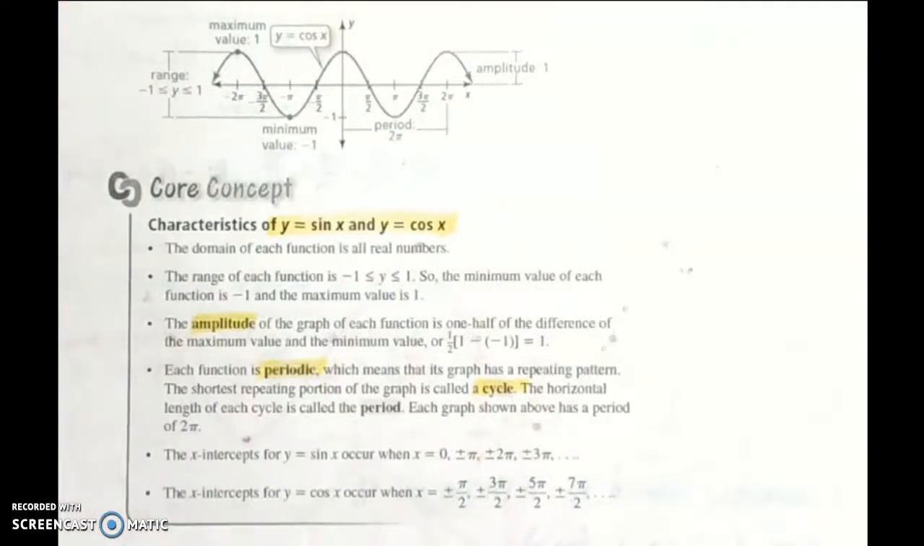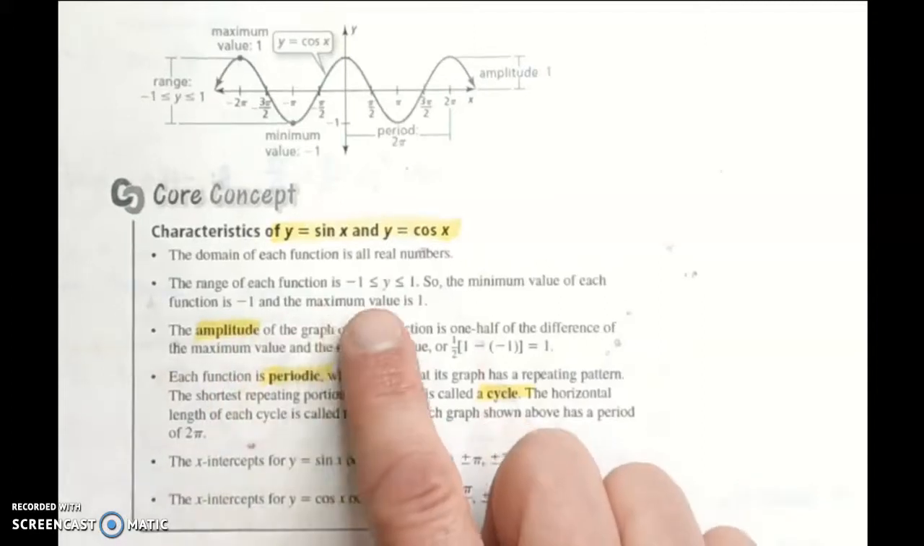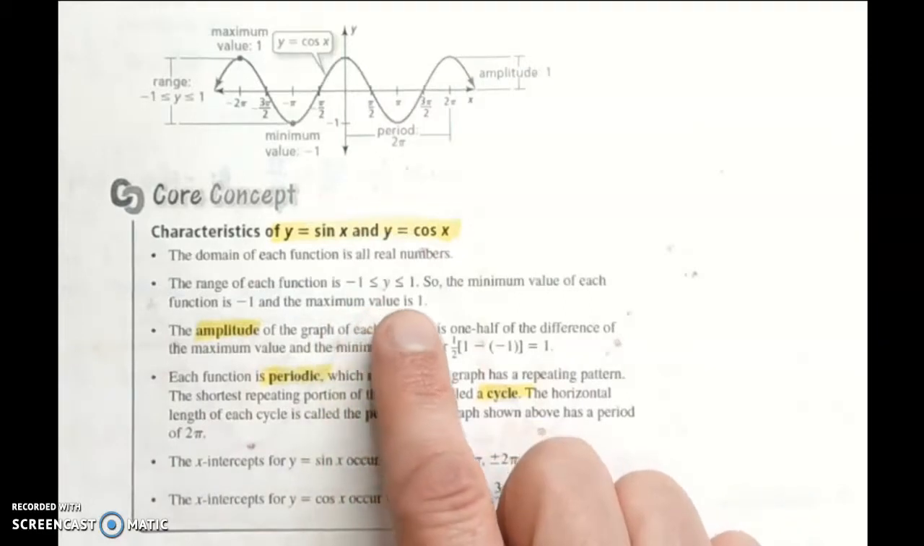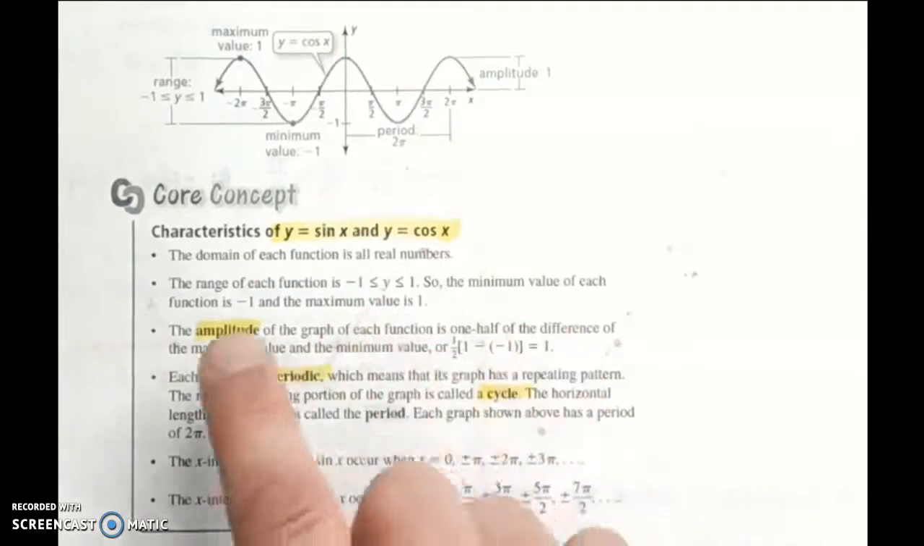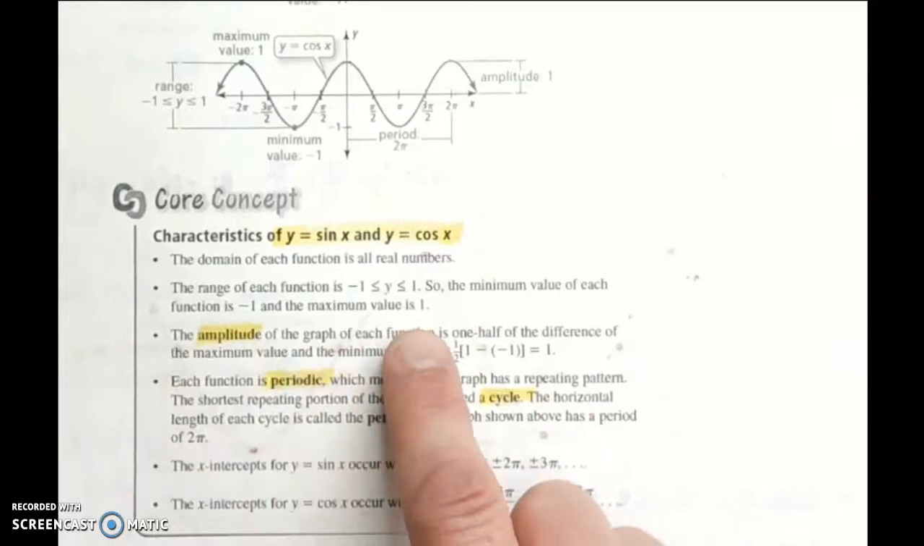So here are our characteristics: y equals sine of x, and y equals cosine of x. All right. So first of all, the domain is always going to be all real numbers. Your range is going to bounce in between your amplitude. So in this case I have negative 1 is less than or equal to y, which is less than or equal to 1. So the minimum value of the function is negative 1. The maximum value is 1.